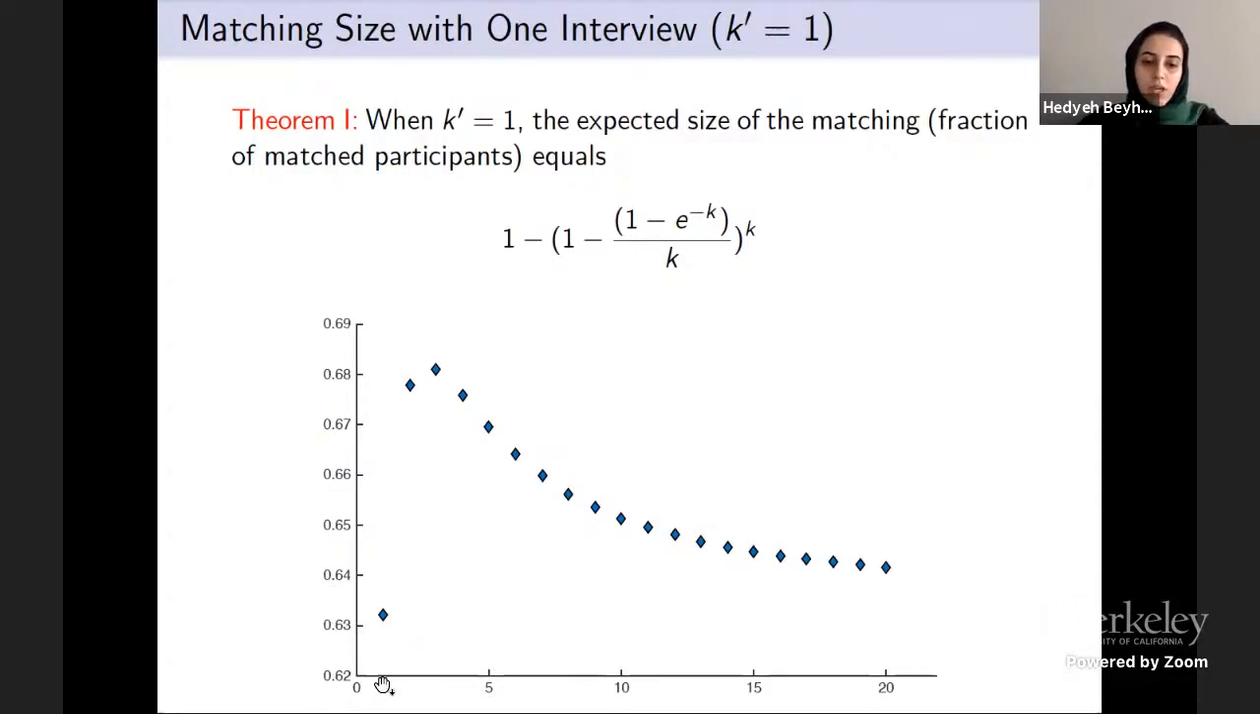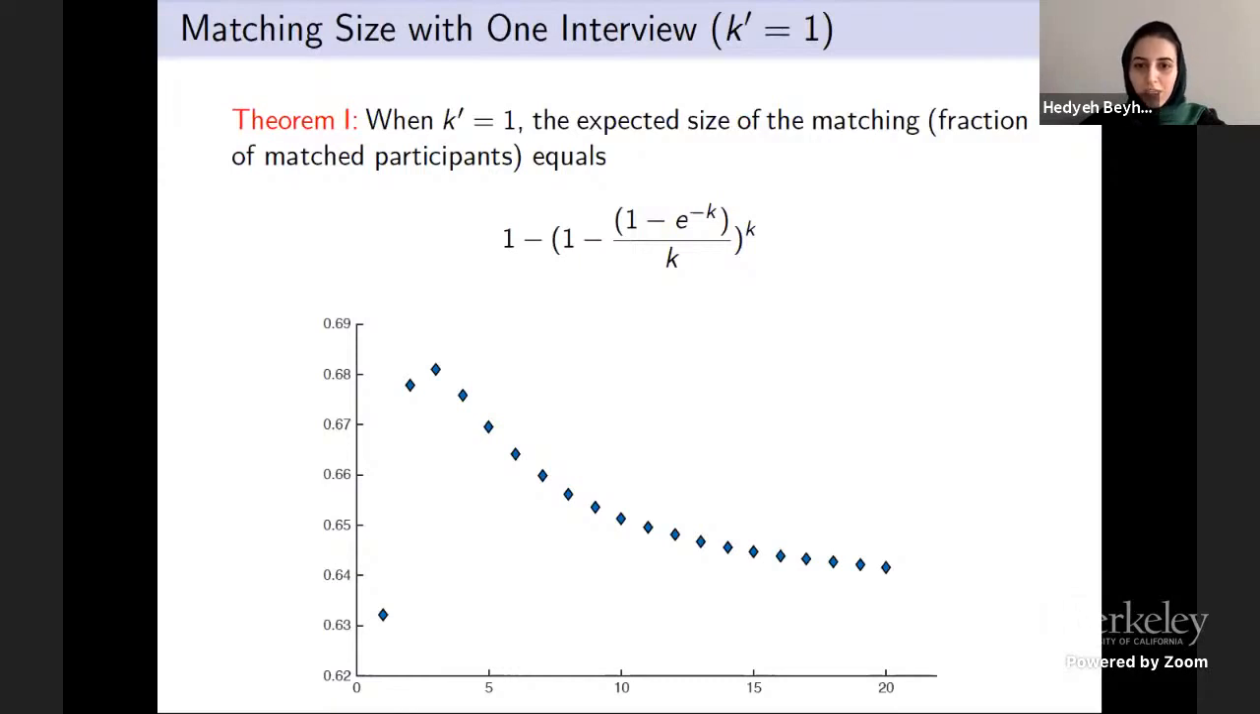So as you see, with one application, around 63% of the participants are matched. It increases with 2 applications and 3 applications to around 68%. But after that, with more applications, the matching size decreases. And this is actually the first interesting fact that we observe in this case. So based on the formula, we know that the matching size is not monotone in the number of applications.